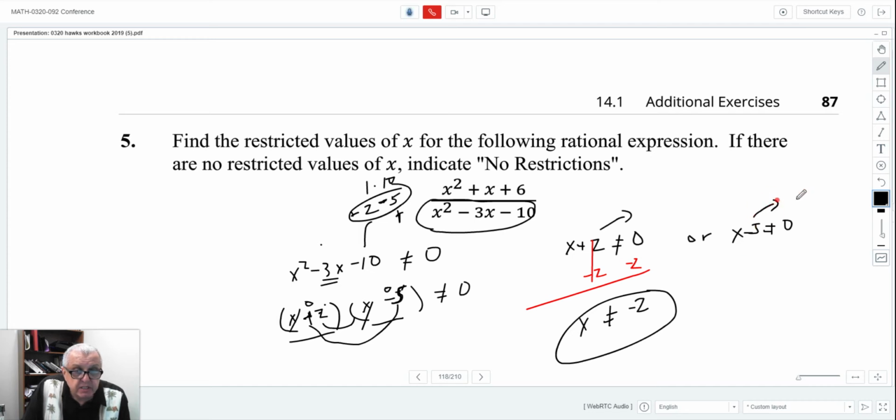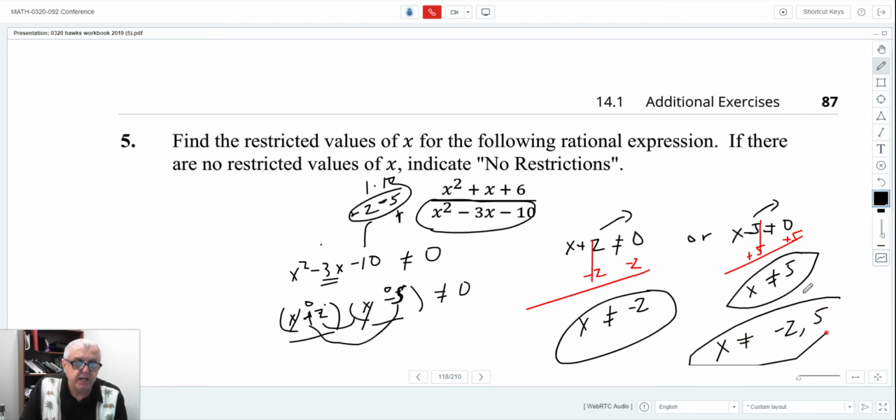The other restriction, I got to get 5 to the other side. It's a minus 5. So to get it to the other side, I'm going to add 5 to both sides. And x cannot equal 5. So the two answers are x cannot equal negative 2 or 5. Those are the restrictions. Because if I put negative 2 or 5 into this problem for the x's, the bottom becomes 0. Let's try to put 5 in there really quick.